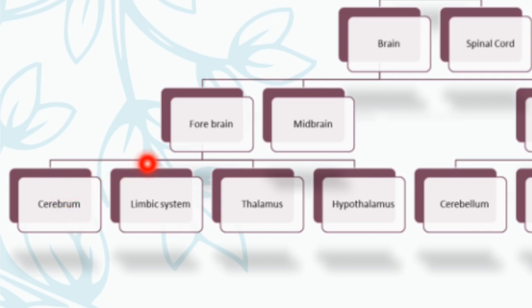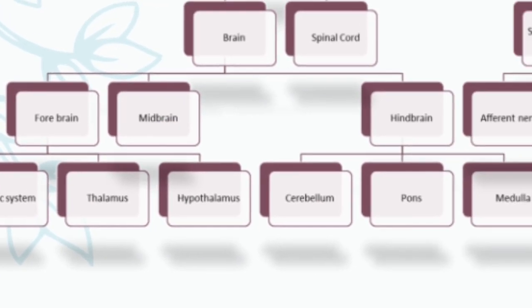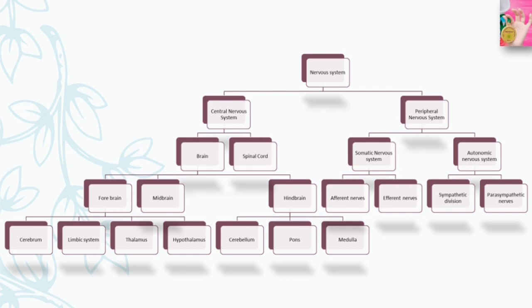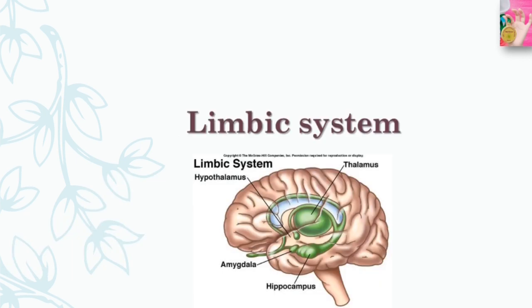In this video, we will be discussing the limbic system, which includes the thalamus and hypothalamus, and then hippocampus and amygdala, which are all included in the forebrain. Then after this video, in our next video, we will be discussing the midbrain. And in the midbrain, we will be discussing the reticular formation, and then the rest of the parts will be discussed. So let's start with the limbic system.